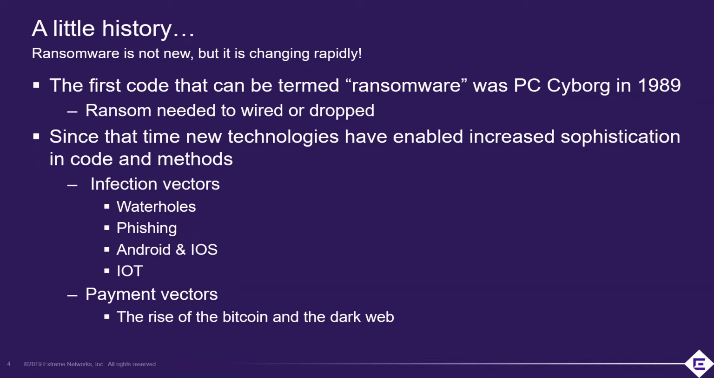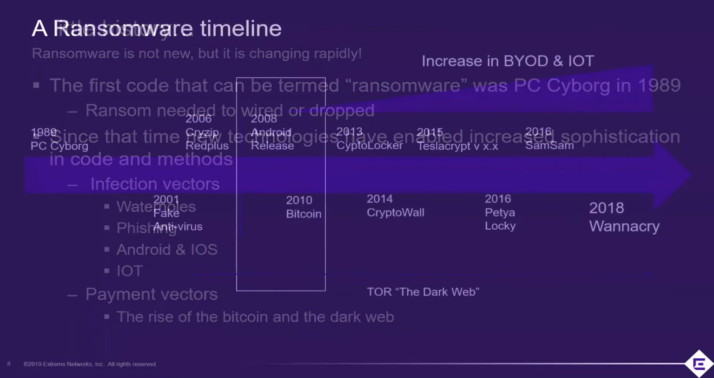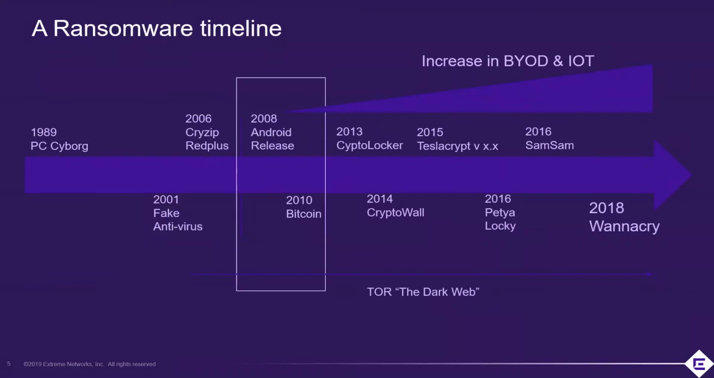Remember what I said earlier, that the ransomware needed to be wired or dropped. Well, with the rise of Bitcoin and the dark web, being anonymous and forcing payment through some sort of cyber currency has become the major trend. Now, this gives a basic timeline of ransomware.